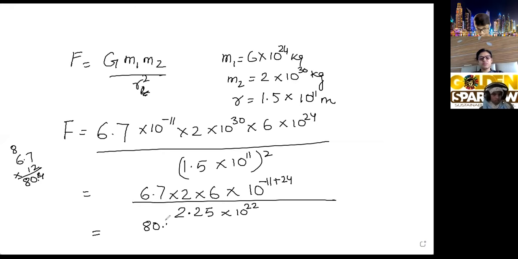This is 80.4 divided by 2.25, into 10 raised to power minus 11 plus 24. How much is it? And this goes over here. This is actually minus 11 plus 24 and minus 22. Because the power is in the denominator, it goes in the numerator, so it gets a negative power. Remember that. So minus 11 and minus 22 is how much? 33. Minus 33 and minus 33 and plus 24.